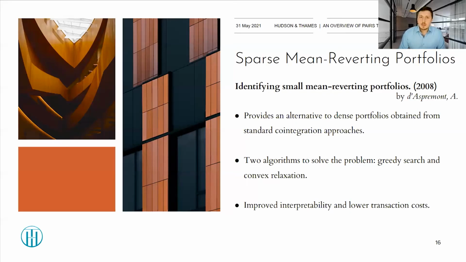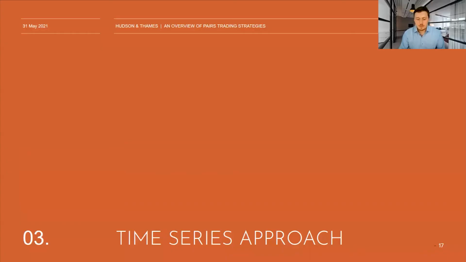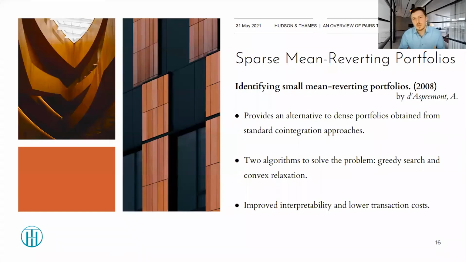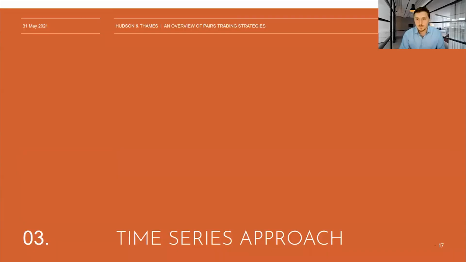This problem can be solved, as described in the original paper, by two methods: either greedy search or a convex relaxation. The first is a bit quicker but gives worse results. The second gives better results but requires a bit more time to run. And as I said, the upsides for this are improved interpretability and lower transaction costs in general.